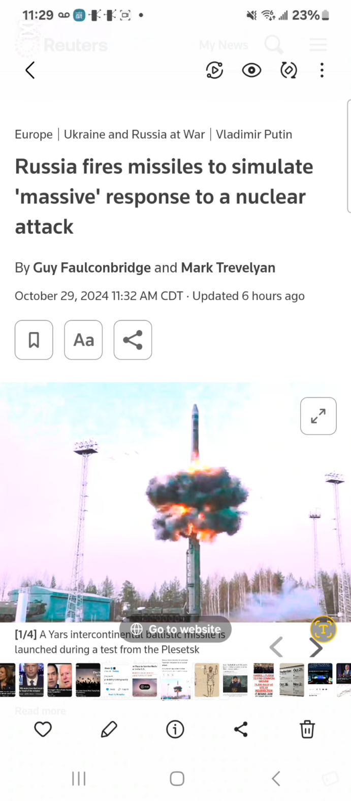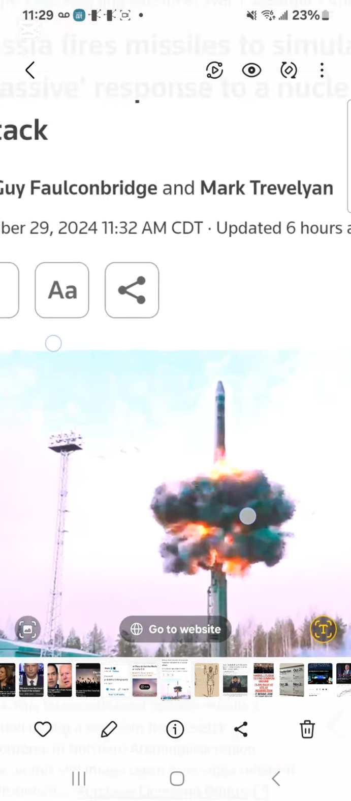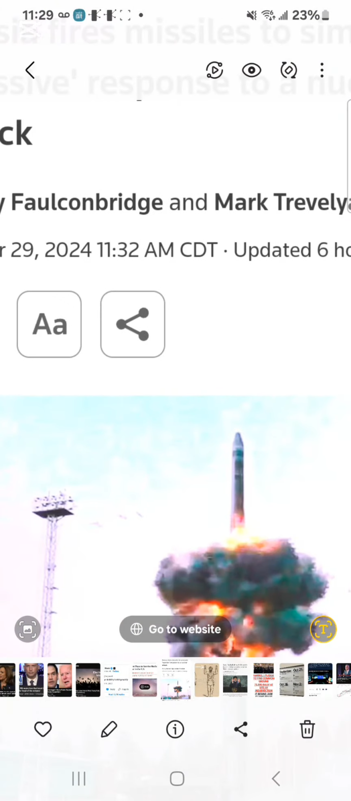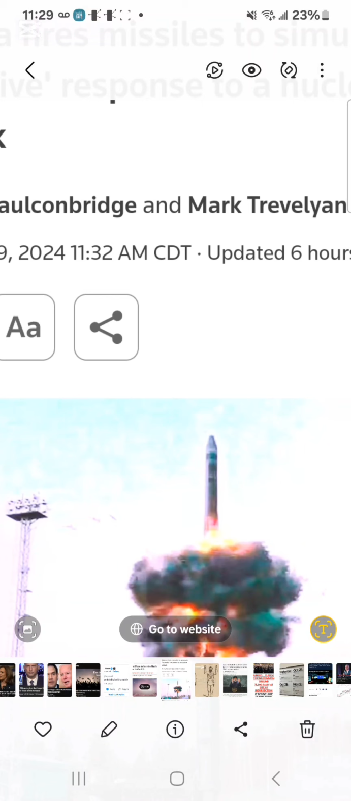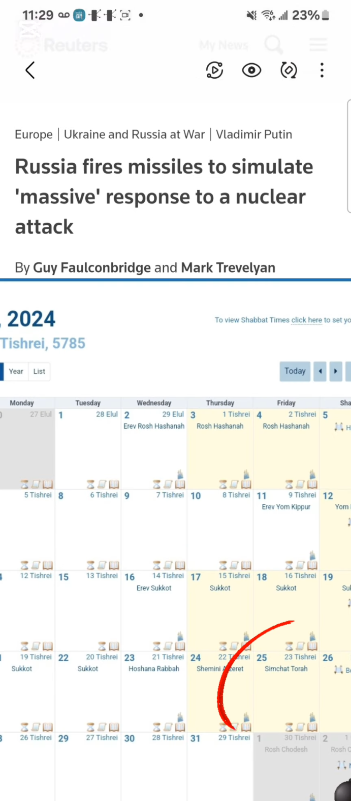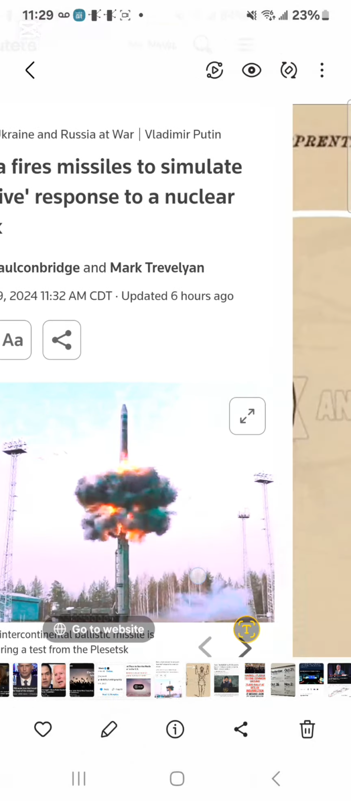This is actually Reuters, talking about a massive response to nuclear attacks, simulate whatever, but the date, October 29th, and Eastern time is what you use. I'm in Central, but everything is coded Eastern time. What is that date? What is that timestamp? 12/23, December 23rd. Guys, December 23rd. When is December 23rd? It was October 25th. Oh my God. They're literally just handing this to you on a silver platter.